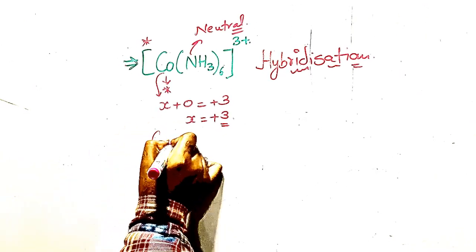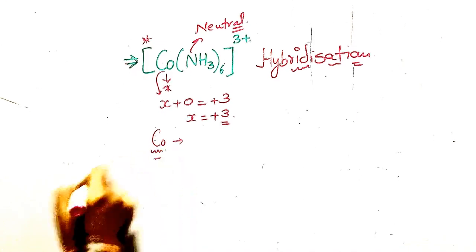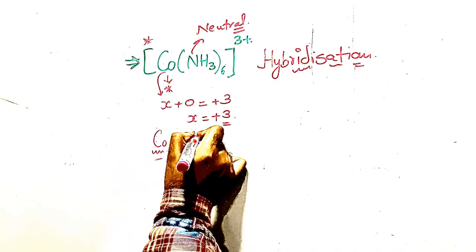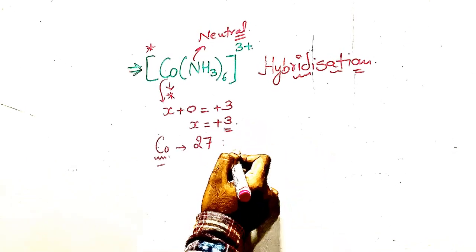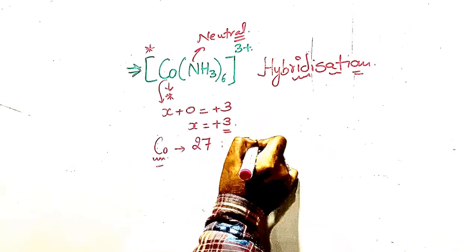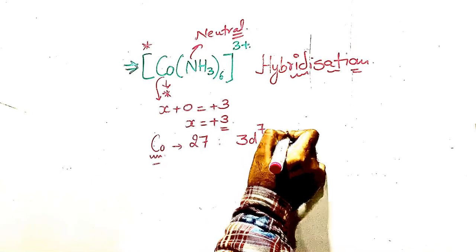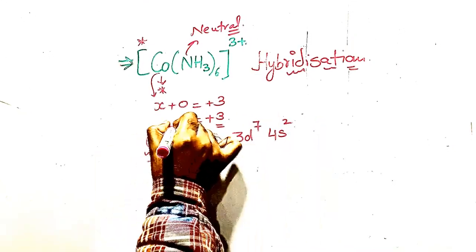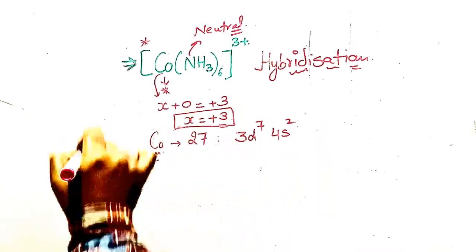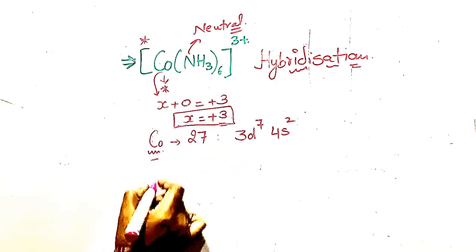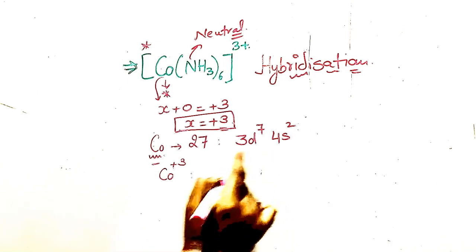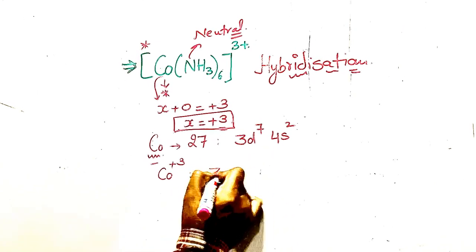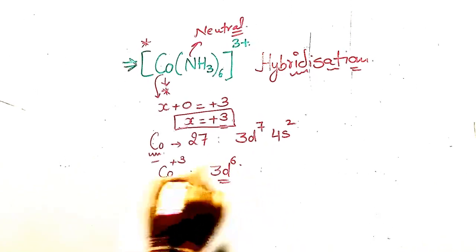Now if we carefully note, the atomic number of cobalt is 27, so the outermost electronic configuration will be 3d7 4s2. But in this particular compound, the cobalt is in the +3 oxidation state. So for a cobalt 3 positive ion, the electronic configuration will be 3d6.